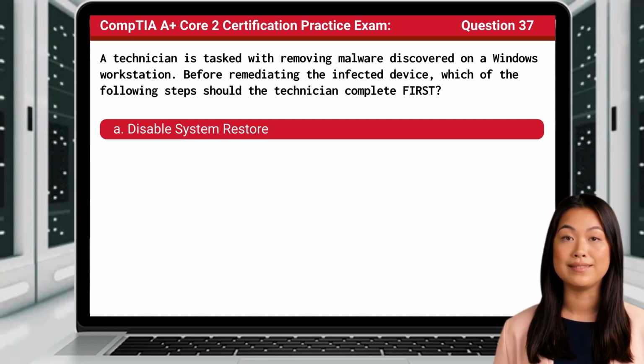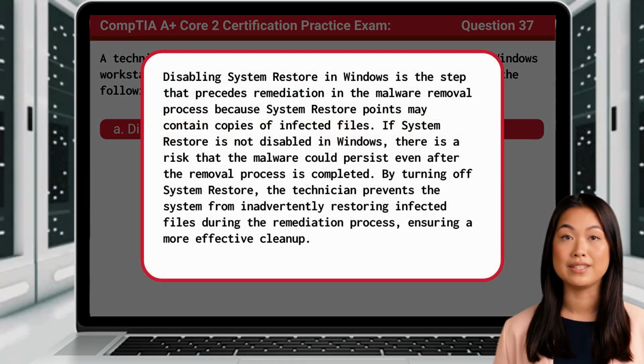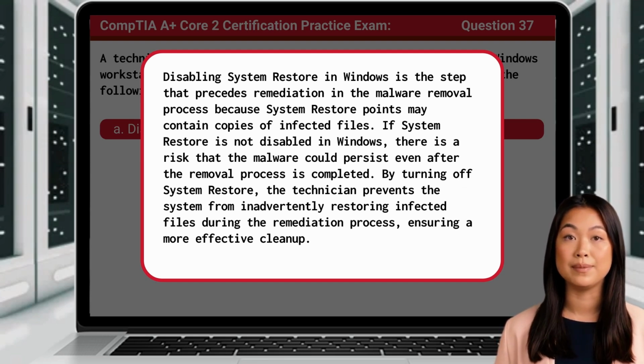The answer is A. Disable System Restore. Disabling System Restore in Windows is the step that precedes remediation in the malware removal process, because System Restore points may contain copies of infected files. If System Restore is not disabled in Windows, there is a risk that the malware could persist even after the removal process is completed. By turning off System Restore, the technician prevents the system from inadvertently restoring infected files during the remediation process, ensuring a more effective cleanup.